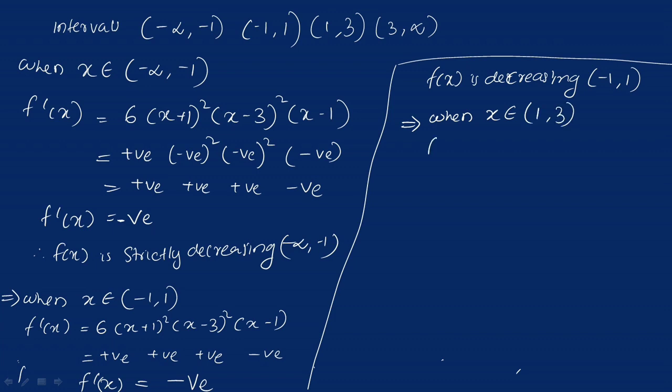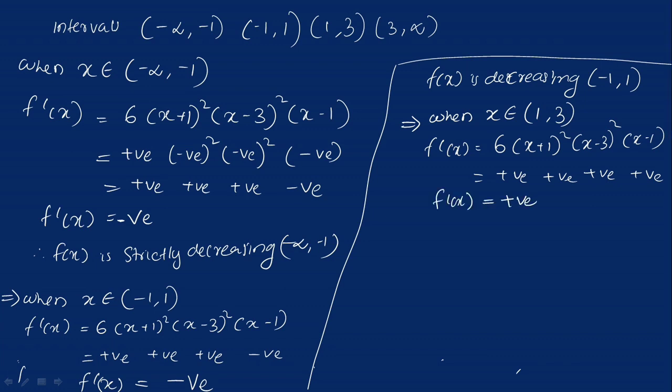Now the third interval, that is when x belongs to the interval 1 to 3, we have the equation for f'(x), that is 6(x + 1)²(x − 3)²(x − 1). We are applying a value in between 1 to 3. So we have 6 as a positive quantity, (x + 1)², (x − 3)², and (x − 1) all become positive here. So we can write f'(x) is a positive quantity. So f(x) is strictly increasing in the interval 1 to 3.